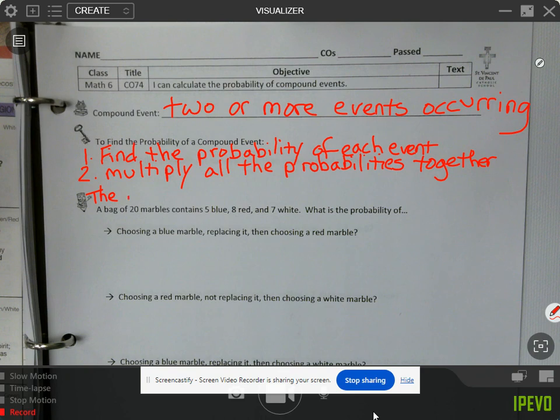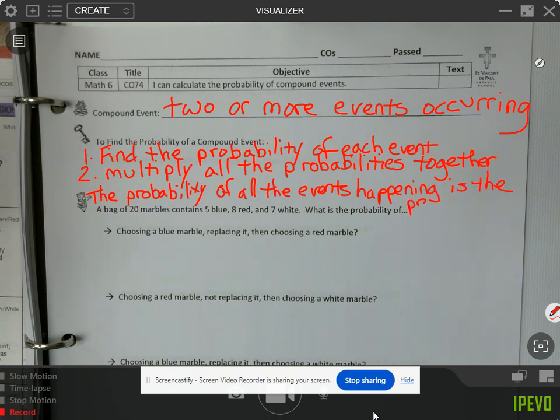The probability of all the events happening is the product of each individual event. So product means multiply.